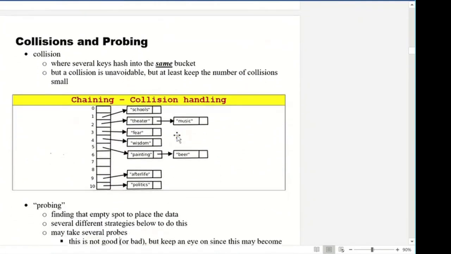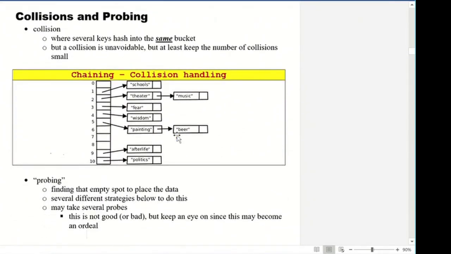Collisions and probing. These are two terms that also come up in hashing. Collision, which I've already talked about, is when several keys hash into the same bucket. So again, what you'll see in front of you is you have theater and music. We had a collision. That's fine. Collision's not bad in this case, but they're both housed in the same bucket.